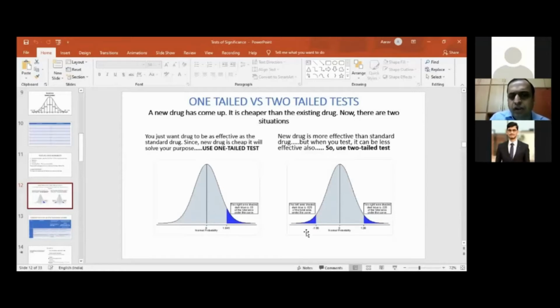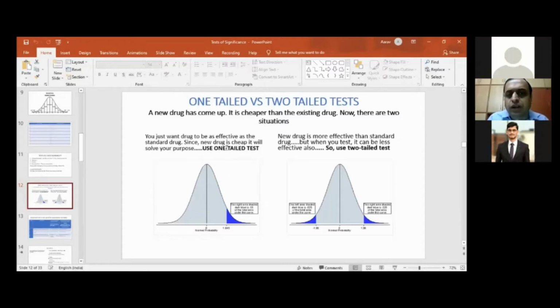And what you are trying to see here is that normally these two areas are called the values which are occurring beyond chance. So if it is 5%, then it is said that 2.5 is here and 2.5 is here. If it is occurring on just one side, we take it as 5%.